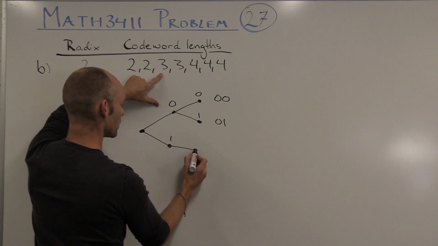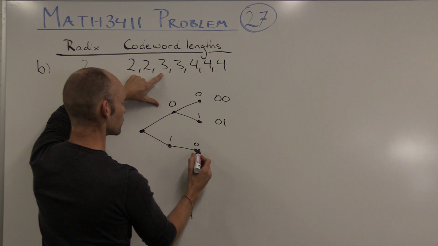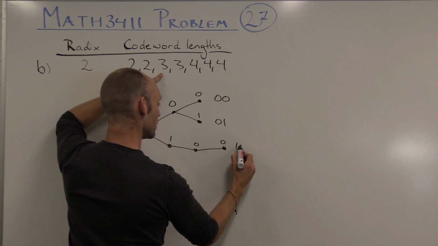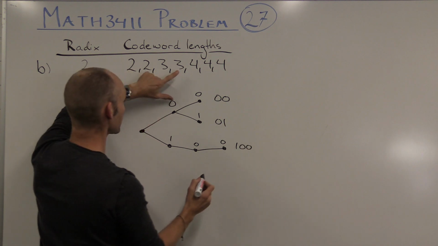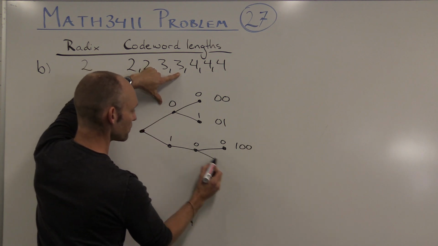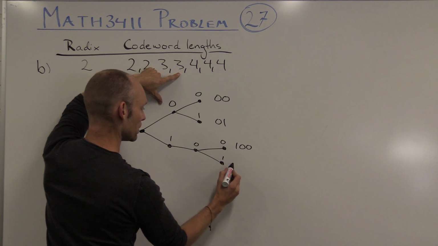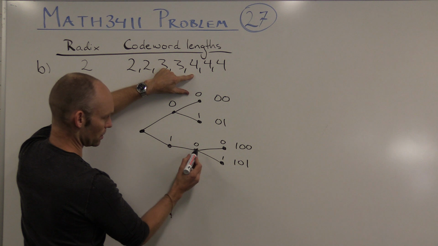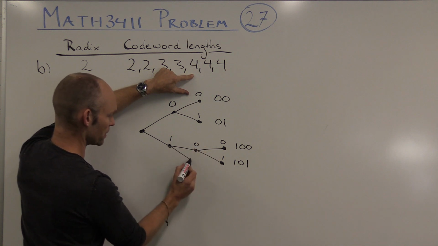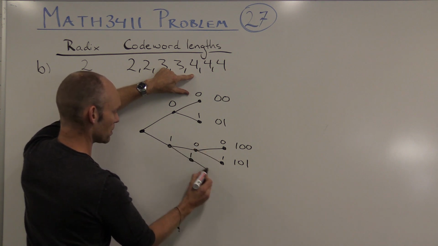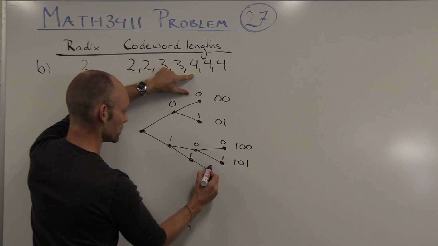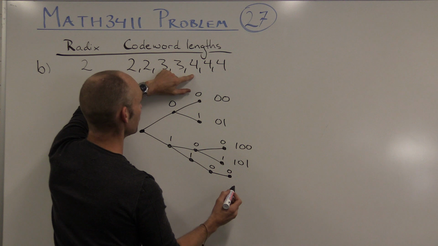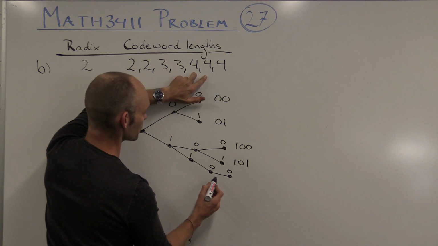And we need a code word of length 3. And here we have one, 0100. We need another one of length 3. And that's 101. And then one of length 4. And we can't use these anymore, so let's branch off here. 0, 0. And we can do two of them here.